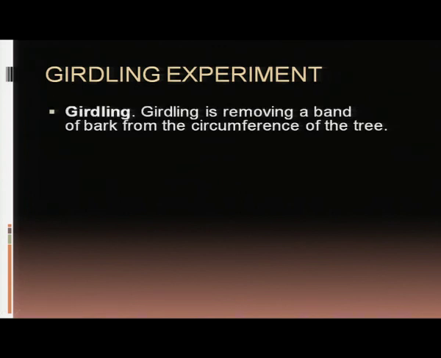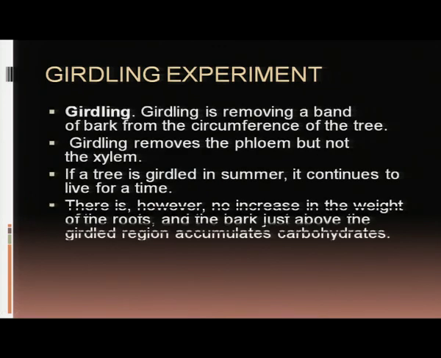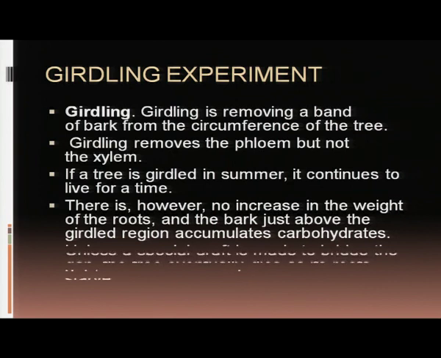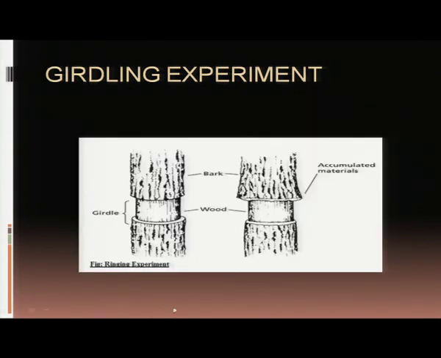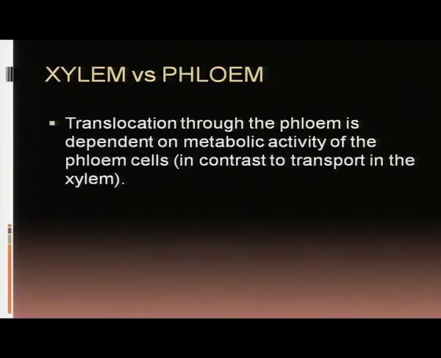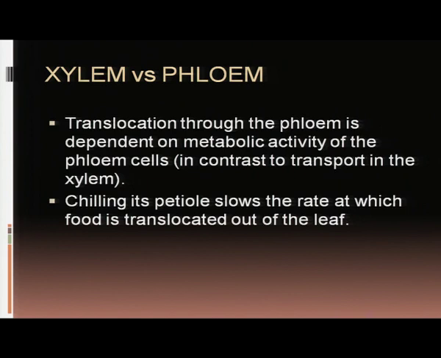The girdling experiment also explains that yes, phloem carries the photosynthates. What do we do in girdling experiments? See here, the bark is removed along with the phloem. After some time we see that the food material is accumulated here, and in the long run the plant will die because of lack of food material. Now, we had earlier also discussed that xylem transport is unidirectional, but translocation through phloem is multidirectional. Also, it consumes energy and is dependent on living cells, which is not the case for the xylem.